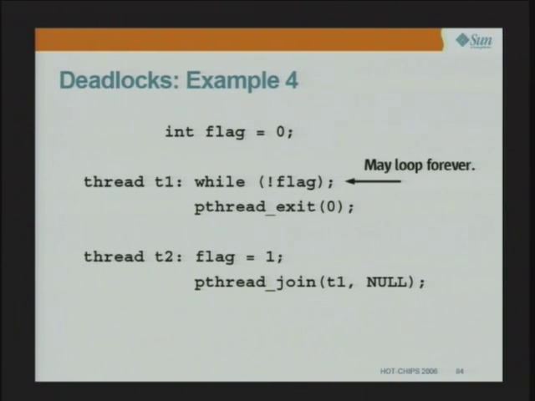The last example is kind of interesting. What the programmer does here is that he has a global variable called flag. The initial value of flag is 0. Thread 1 here tries to wait until the flag is set to non-zero, and then exit. Thread 2 here sets the flag to 1, then tries to join thread 1. When you run this code, you may very likely get into a deadlock. You will find that you have an infinite loop here.